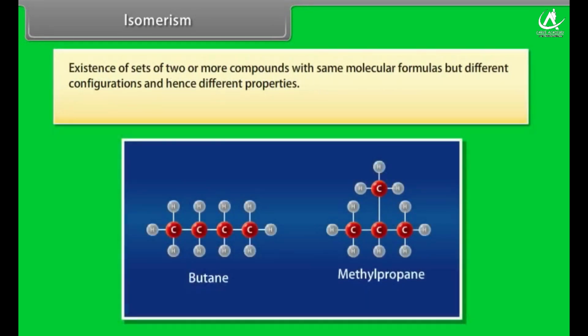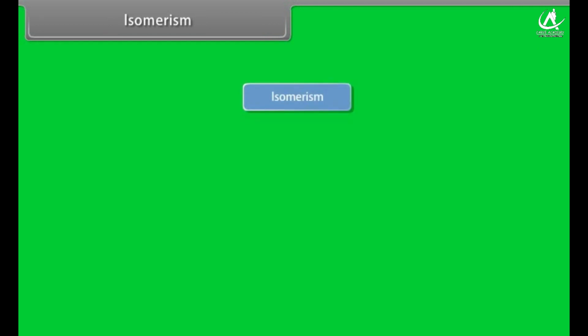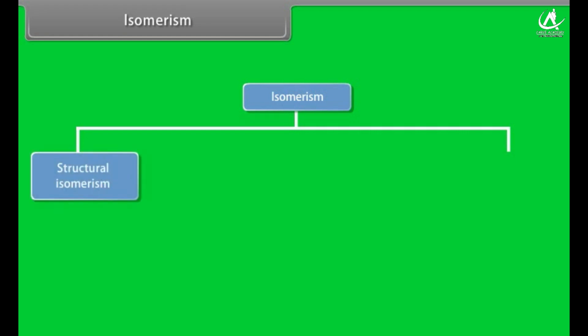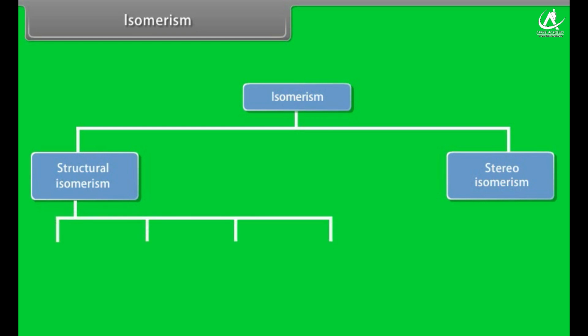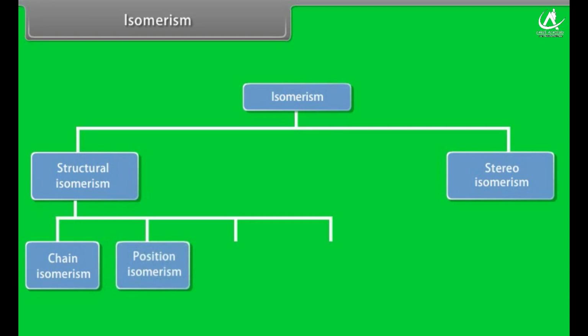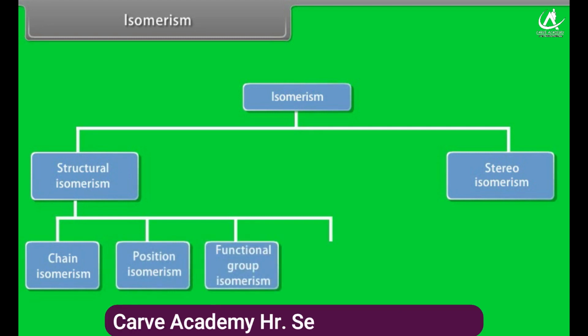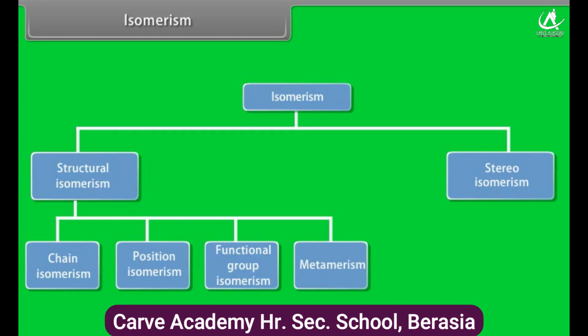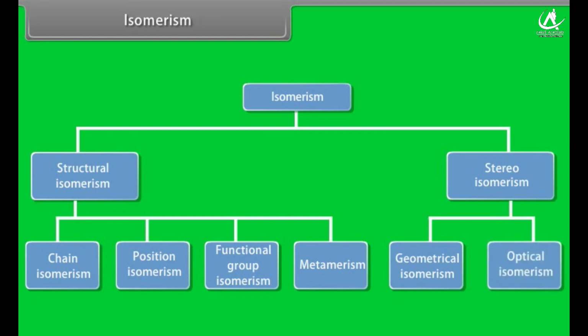Isomerism. Existence of sets of two or more compounds with the same molecular formulas but different configurations and hence different properties. The compounds are called isomers. Different types of isomerism: isomerism can be grouped into structural and stereoisomerism. Structural isomerism can be subdivided into chain isomerism, position isomerism, functional isomerism, and metamerism. Stereoisomerism is further categorized into geometrical and optical isomerism.